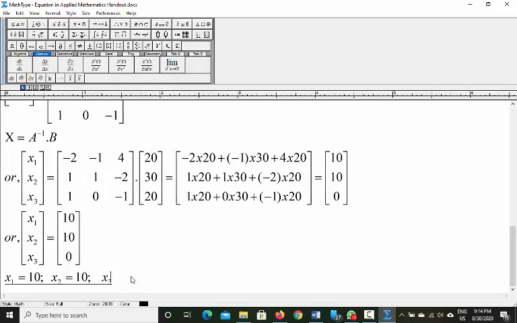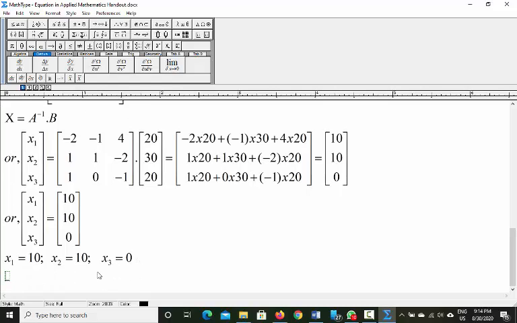So what does it actually mean? That means we will produce 10 gallons of low grade liquid, 10 gallons of mid grade liquid, and 0 gallons of high grade liquid. So the company needs to produce 10 gallons of low grade liquid, and this one is what? Mid grade liquid.